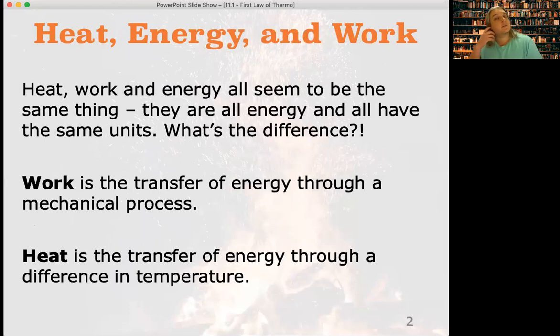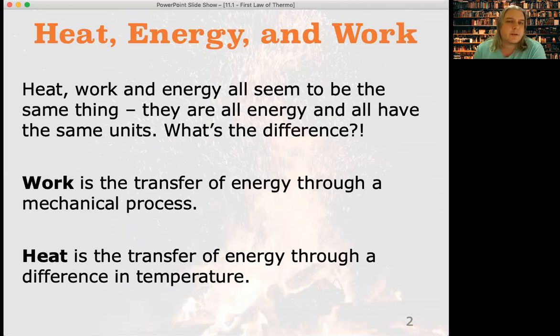So firstly, as we said, we want to understand this distinction between heat, energy, and work. We've met all these terms before. We know they're all energy. They all have the same units, SI units being joules. They're all some form of the same thing. So what is the difference here?